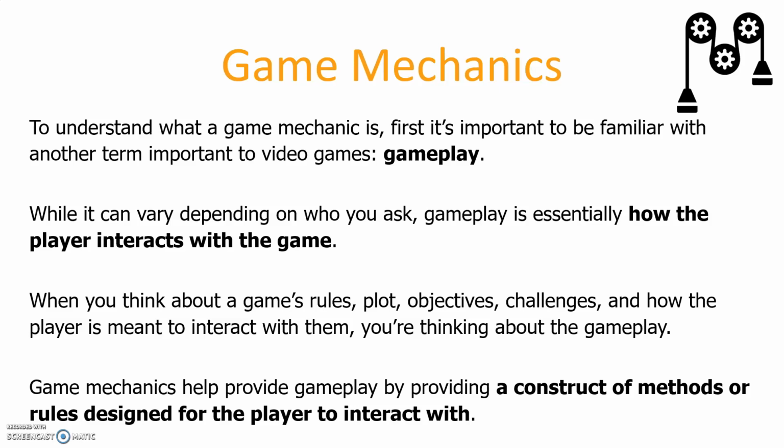Now if you have a little look online, it's quite difficult to find a proper definition of what game mechanics is, and it's quite often confused with the term gameplay. So to understand what a game mechanic is, it's probably important to also understand what gameplay is. Gameplay is essentially how the player interacts with a game, how it works, its rules, its plot, its objectives, the challenges, what it is you're actually meant to do to play the game. And the game mechanics support that by providing a construct of rules and methods designed for the player to actually interact with and to play the game. Hopefully when we look through a couple of examples, it'll make a little bit more sense to you.